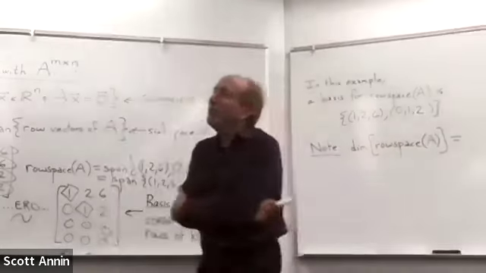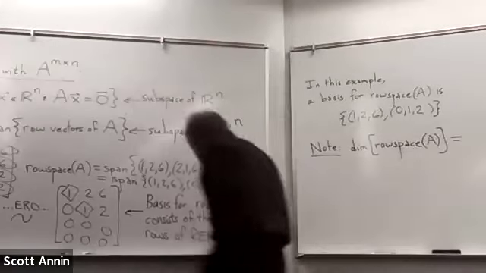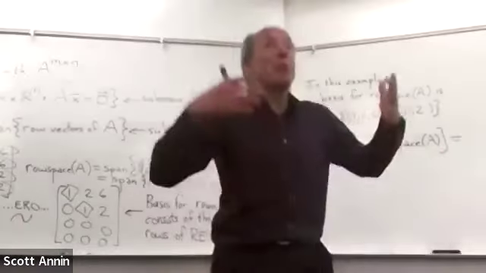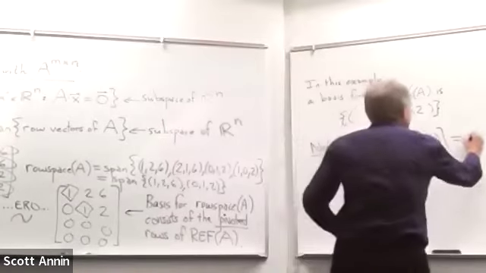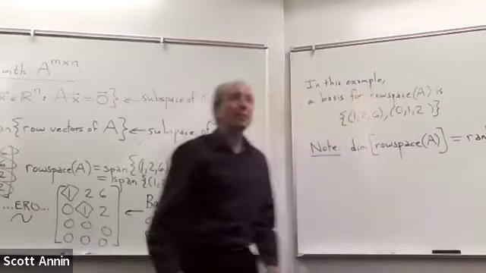What's it going to be in general? One more time. Right. The rank of the matrix. Exactly, right? The pivoted rows. How many pivots do I have? That's called the rank of the matrix. So the dimension of the row space of a matrix is always just equal to its rank.